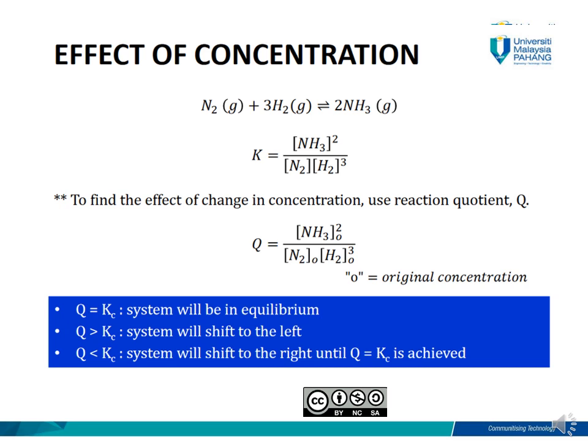So what can we say about the differences between K and Q? By the time you calculate the value of K and the value of Q, you must compare both values. Here you can see that when Q equals K, you can estimate that the system is in equilibrium. When Q is greater than K, the system will shift to the left. However, when Q is less than K, the system will shift to the right until Q equals K is achieved.